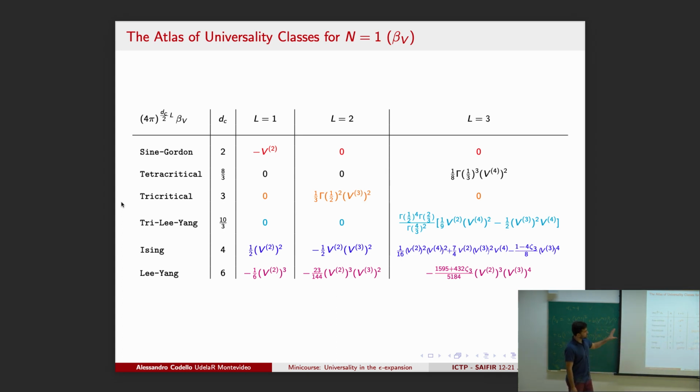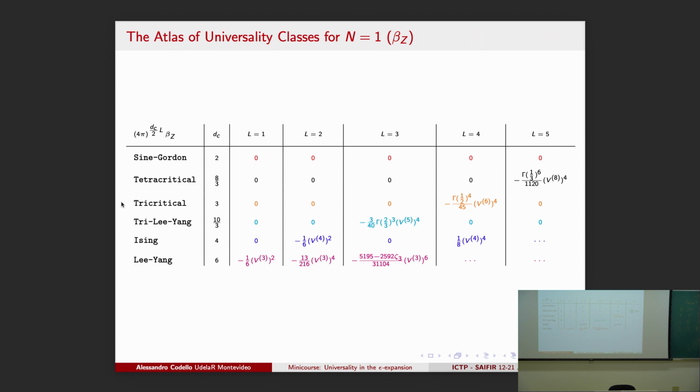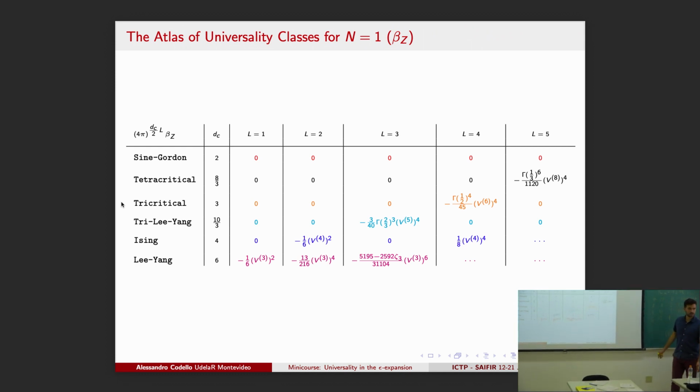So basically, we have one table like this for the potential, and then we have another table for the anomalous dimension function, okay, which is this one.